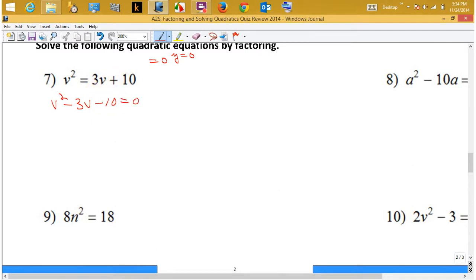Alright, it's not a difference of squares because I have a middle term. It does not have an a value. The a value is equal to 1, so this is going to be easy factoring. Two numbers which add together to give me a negative 3 and multiply to a negative 10. v minus 5, v plus 2 equal to 0. So I need to find the values of v that make each of these parentheses go to 0. Here it would be v is equal to 5. Here v is a negative 2.